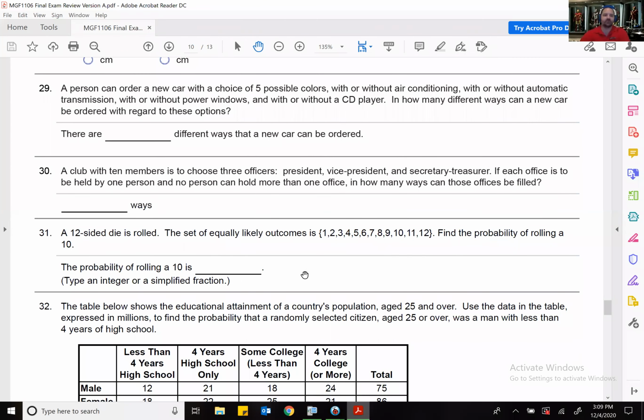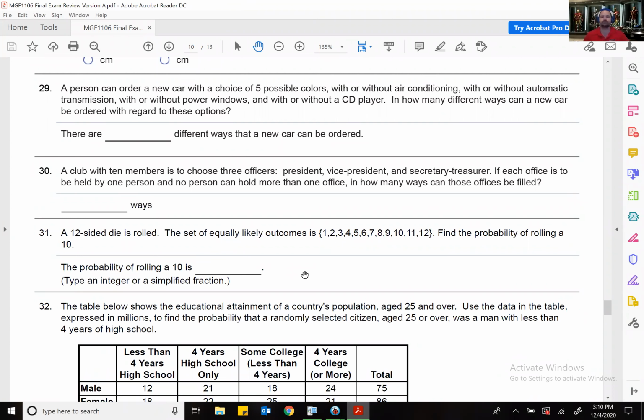All right, so it says a person can order a new car with a choice of 5 possible colors, with or without air conditioning, with or without automatic transmission, with or without power windows, and with or without a CD player. How many different ways can a car be ordered? Okay, so remember that in the beginning of chapter 11, I taught you how to count out totals, like total ways different situations can happen. And it's either a fundamental counting principle, a permutation, or a combination. What is this? Fundamental.